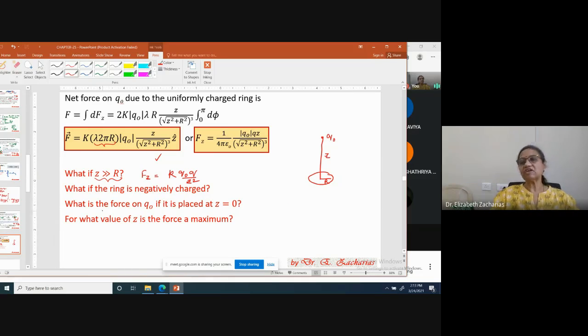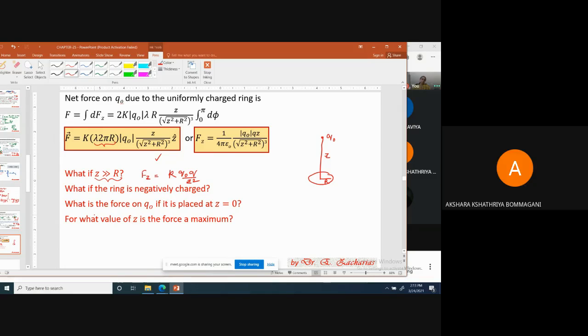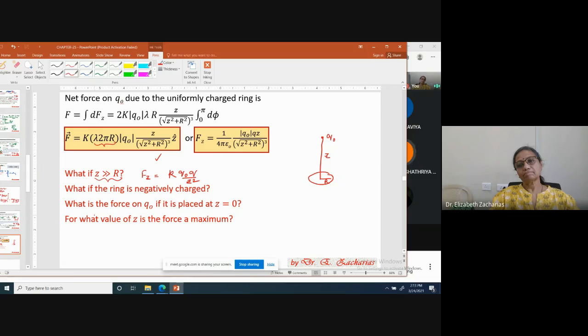Next, what if the ring is negatively charged? The force will be towards negative Z. Here it is a repulsive force because both are positive. But if one were to be negative, then there will be an attractive force.